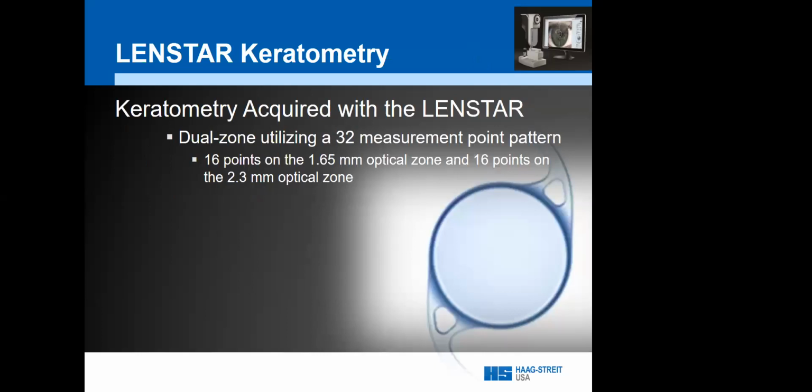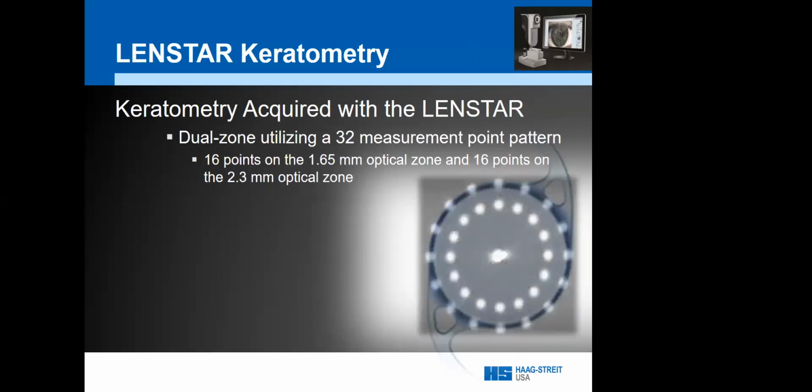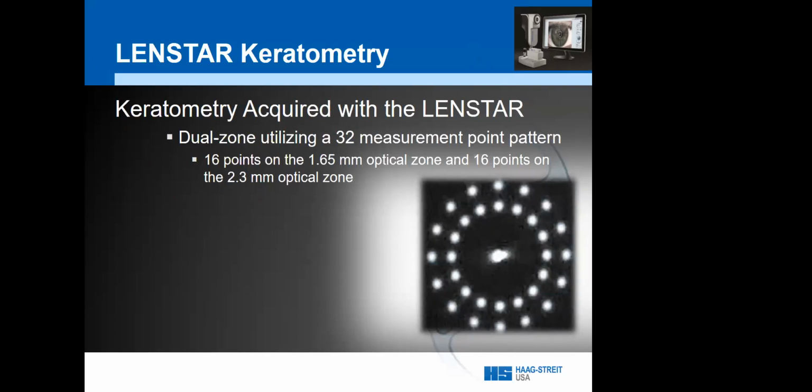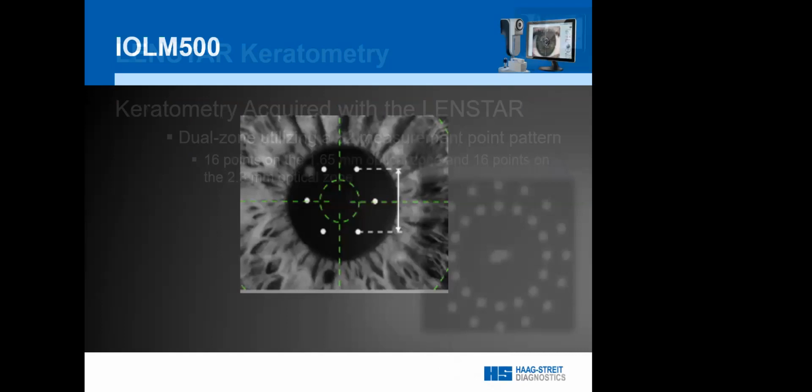So let's talk about keratometry. Lenstar keratometry measures with LED reflections off of the cornea, like many other autorefractors, but it's the dual zone pattern of these reflective points along with the spacing that's most beneficial. There's an inner ring of 16 data points at 1.65 millimeter diameter and an outer ring of 16 at 3.2.